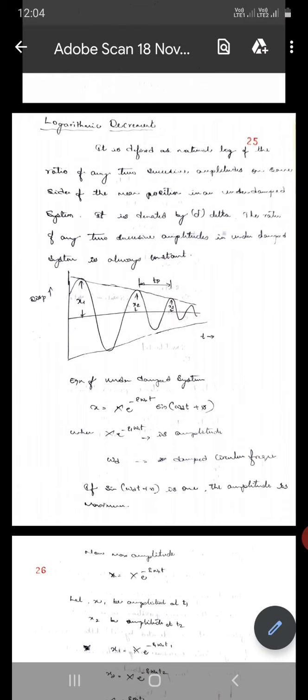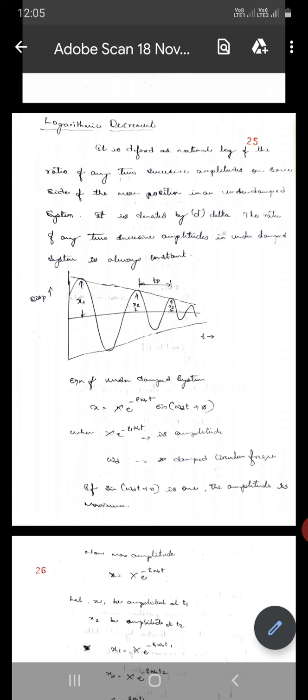So in the figure, as we can see, x1, x2, x3 are in decreasing order, and the y-axis is the displacement, the x-axis is the time taken. The time period for one cycle is Tp, shown in the figure.